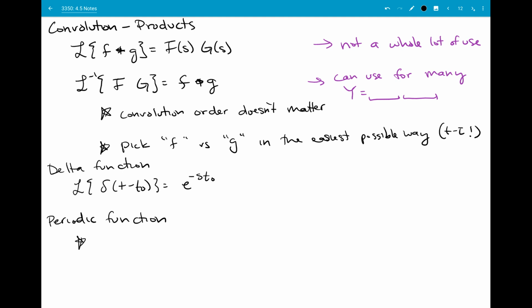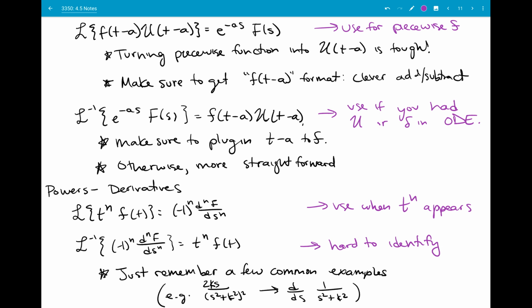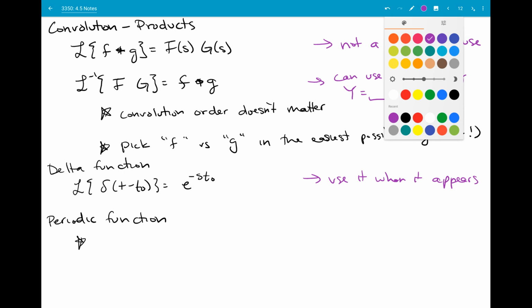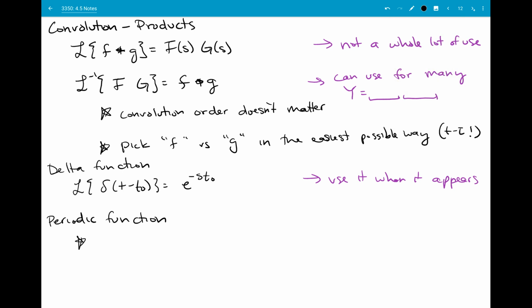And then just now in this set of videos, we learned about the delta function. Use it when it appears. And then we talked about how you undo the delta function when we talked about our step function. So no problems there. And then we talked about the periodic function, which is just sort of another type of definition that we can work with.